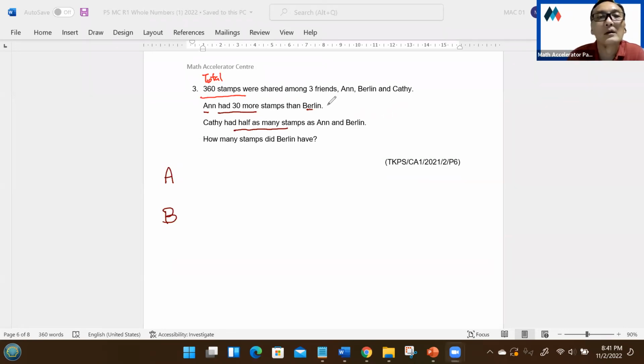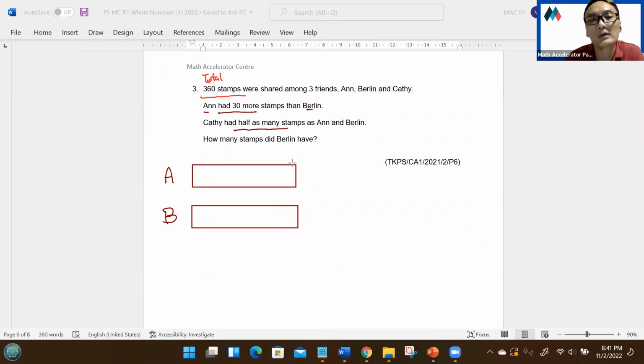Okay. So N definitely has a longer bar model as compared to Berlin, right? Okay, let's draw it this way because I think I need to extend it a little bit more. So at the moment, this is 30. Now, the next thing is Cathy has half as many stamps as N and Berlin.